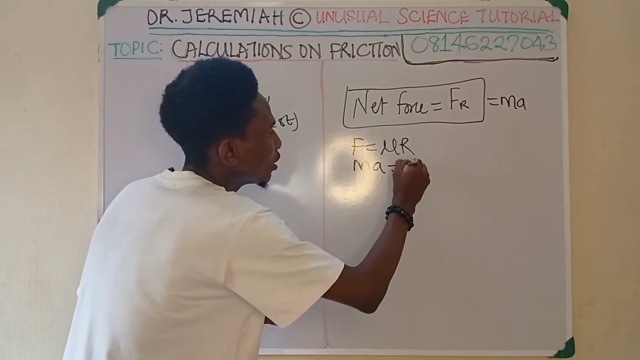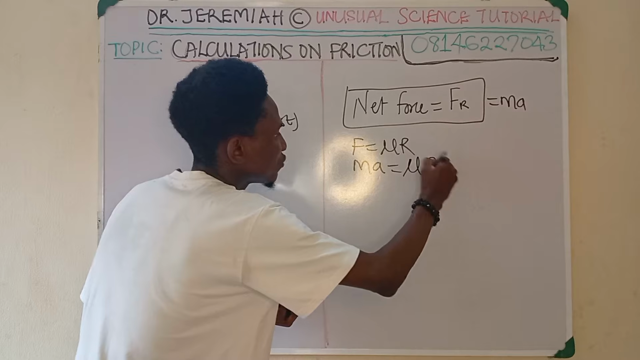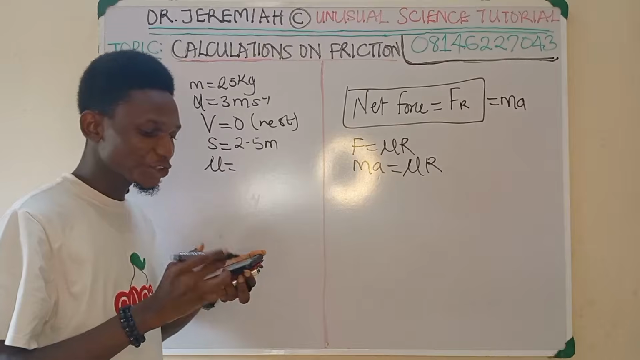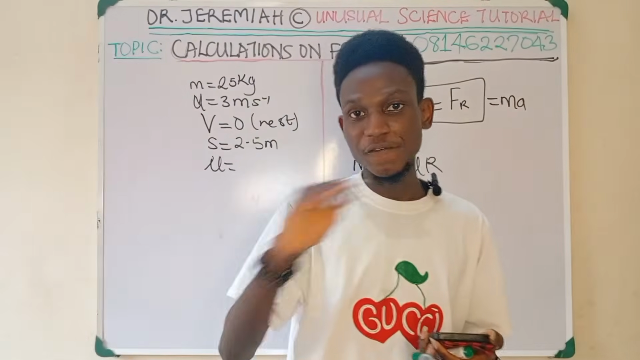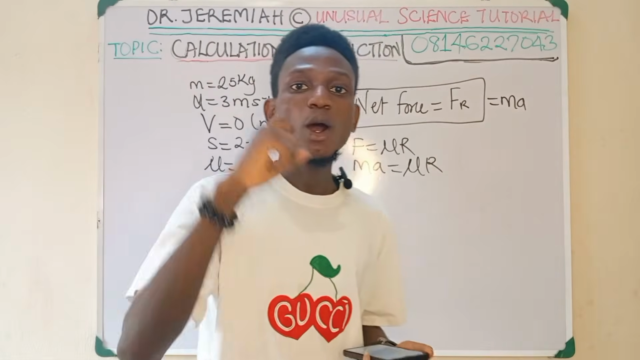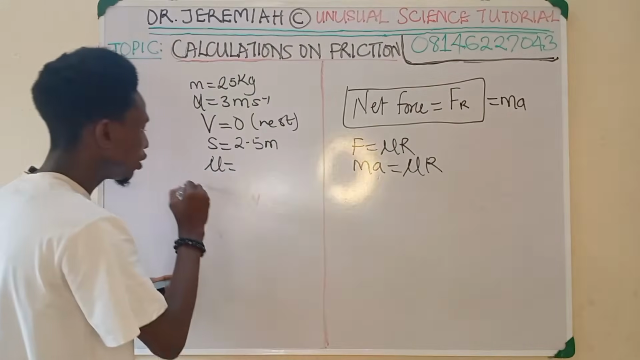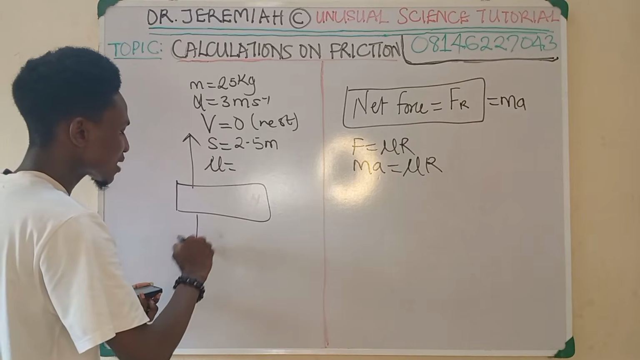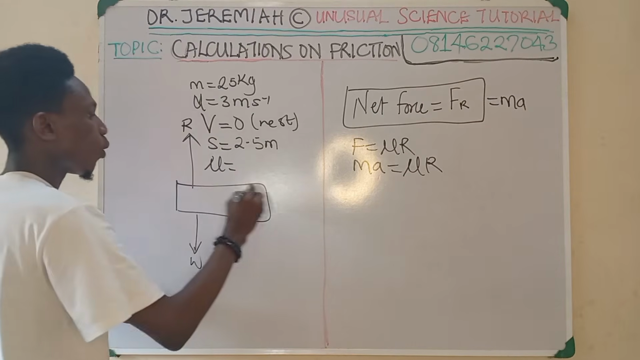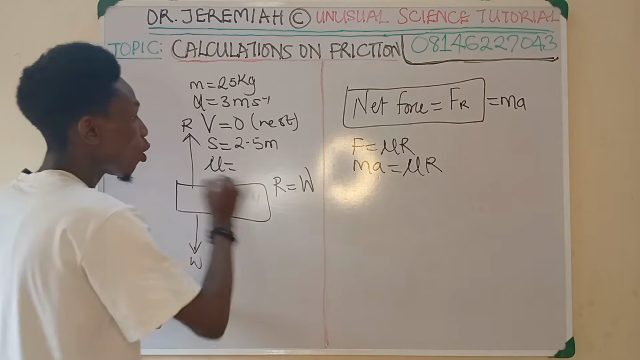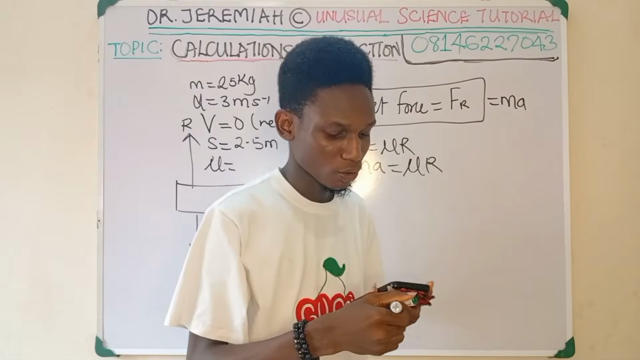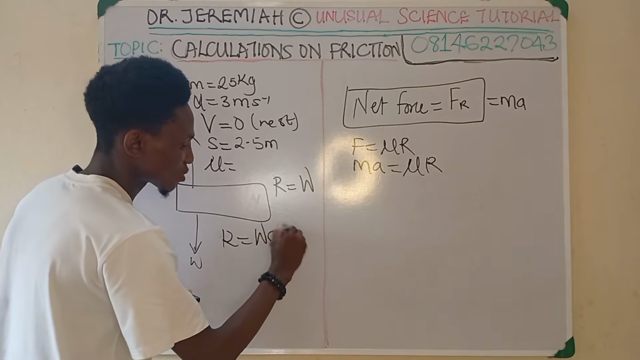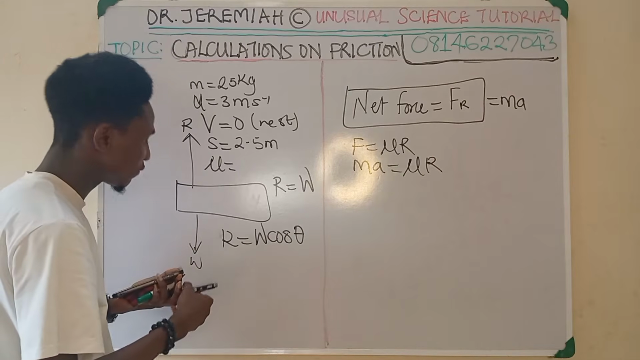So we have ma equals the coefficient of friction times the reaction. Please take note that this question is on a horizontal surface. I taught in the previous video that on a horizontal surface, when you have the reaction force acting upward and the weight acting downwards, they are equal. Reaction force equals weight for a horizontal surface, so not an inclined plane. You get it? Because for an inclined plane, you have R equals W cos theta. So please take note of the differences.